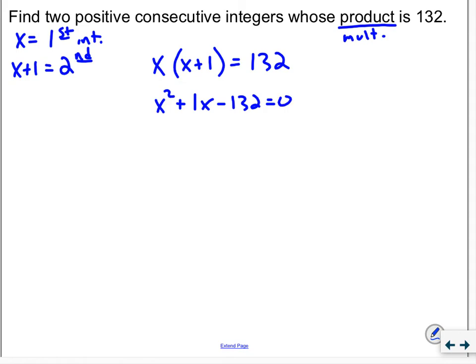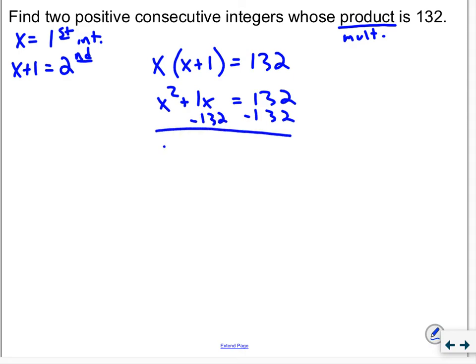Whoa, did you see what I just did there? Let me show you. After I distributed, I subtracted 132. Let me do it in steps. I get x squared plus 1x, or x squared plus x. And now I'm going to move that 132 to the other side. So I get x squared plus x minus 132 equals 0. Now let's do factoring here. I'm looking for two numbers that multiply to 132 and combine to give me a 1.